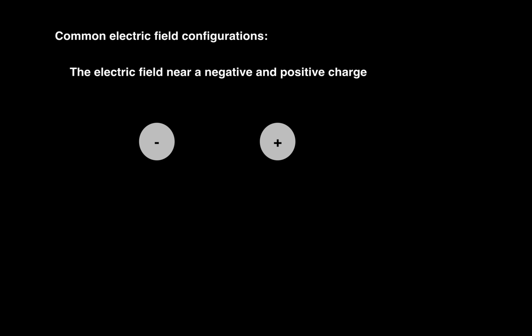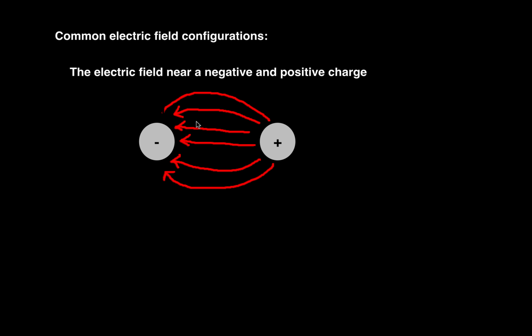The electric field near a negative and a positive charge is the final configuration you should be able to identify. Since positive is attracted to negative and repelled from positive, the lines between a positive and a negative charge point directly from the positive to the negative. If I were to place a positive charge in that location, it would swing around and get to the negative. As we move further out, they point exclusively at the negative and away from the positive.